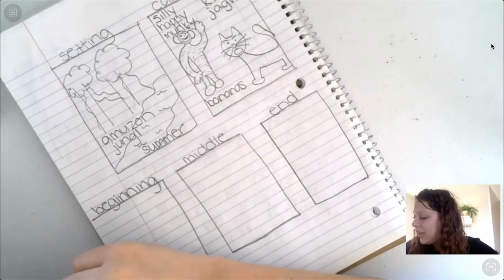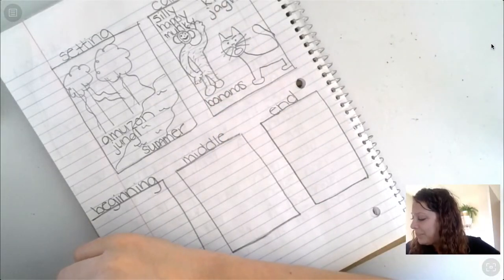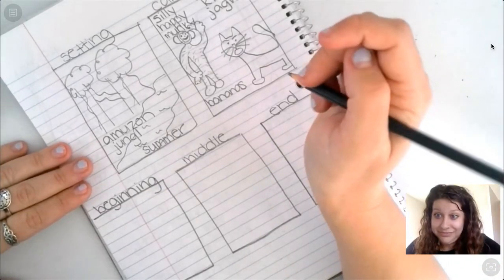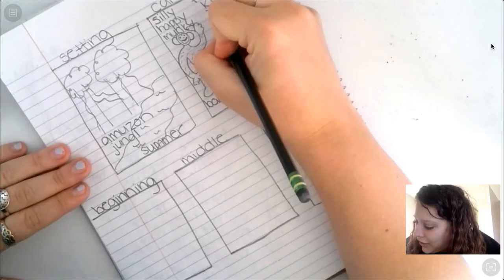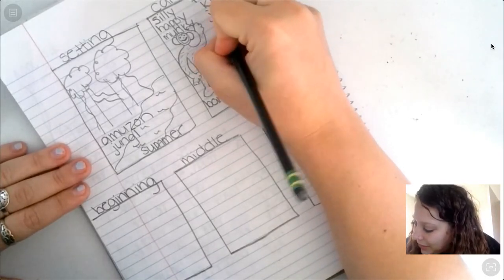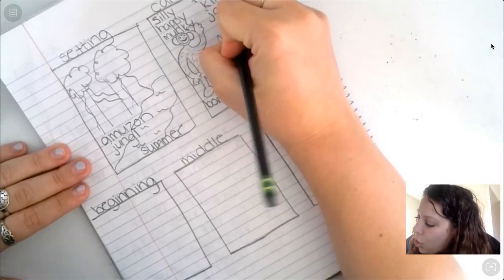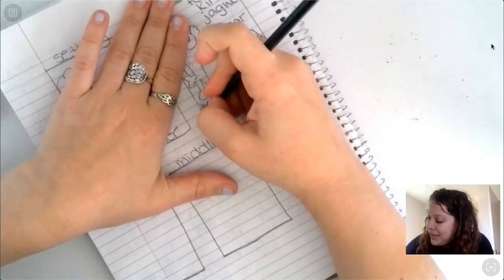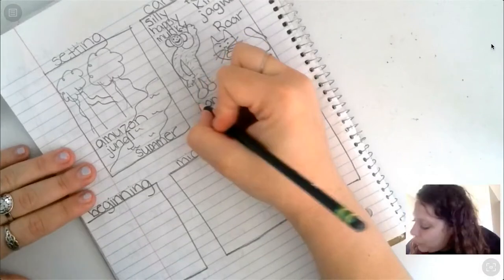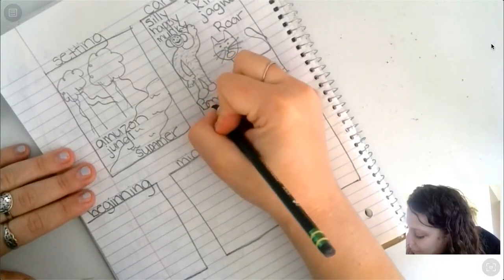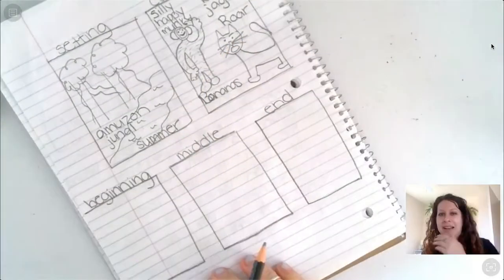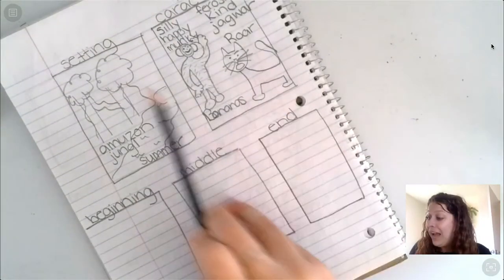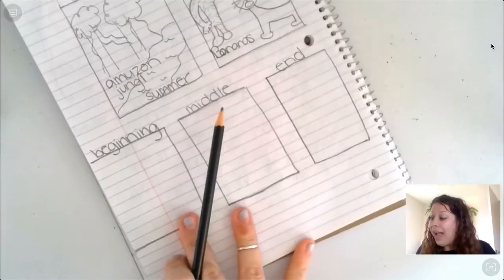And we're going to name him, what should we name him? Let's call him Roar. It's his name, so it's going to begin with an uppercase. Roar. His name is Roar. And Bananas is this monkey's name, so we need to put it in uppercase. Bananas.